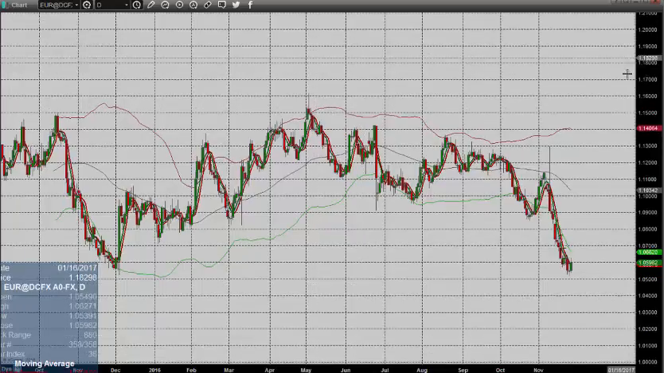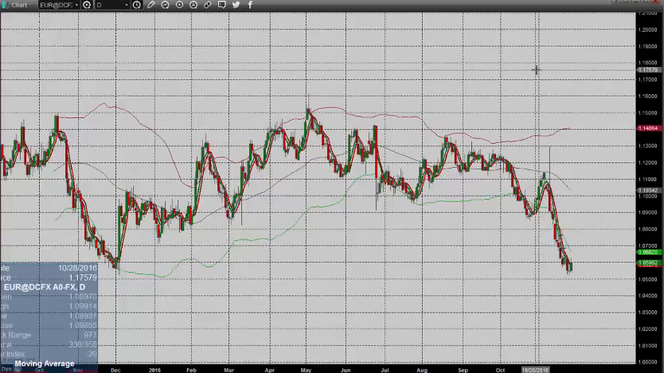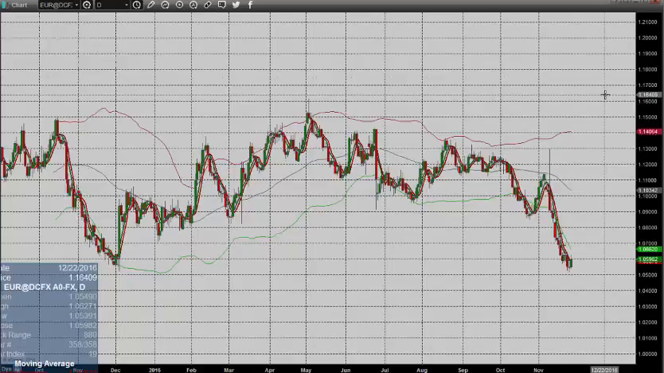So the lower the euro goes, the more problems that's going to cause European banks. And you'll see that spilling over too into the different currencies and different stock indices too around the globe. So that's something to watch for right now.